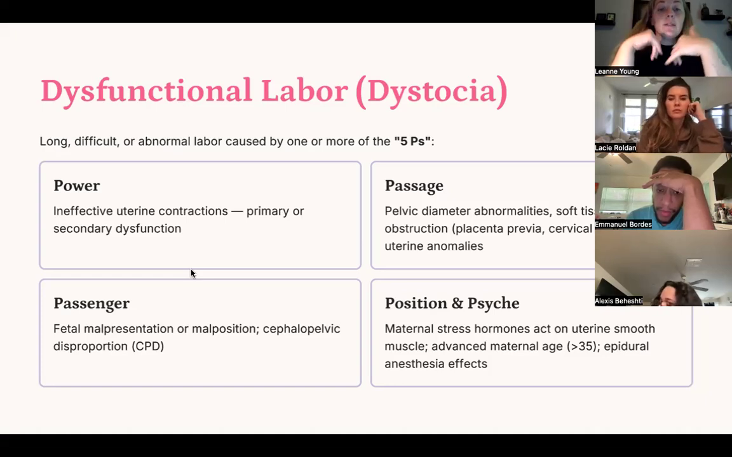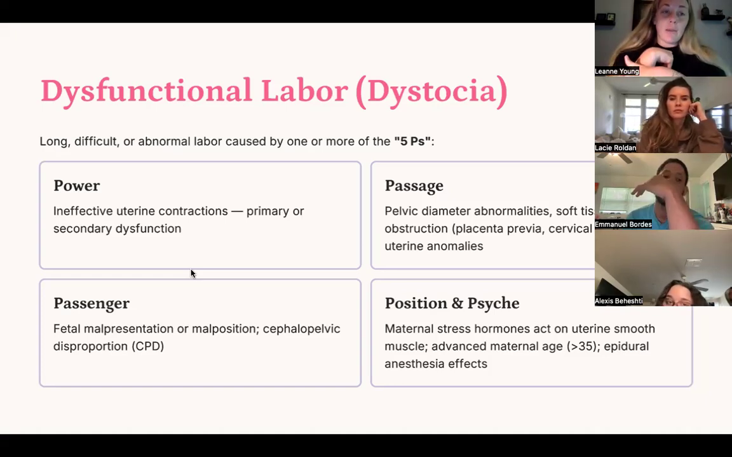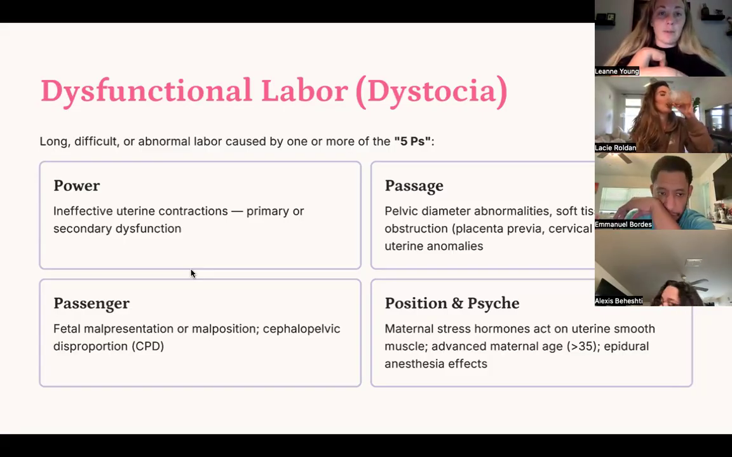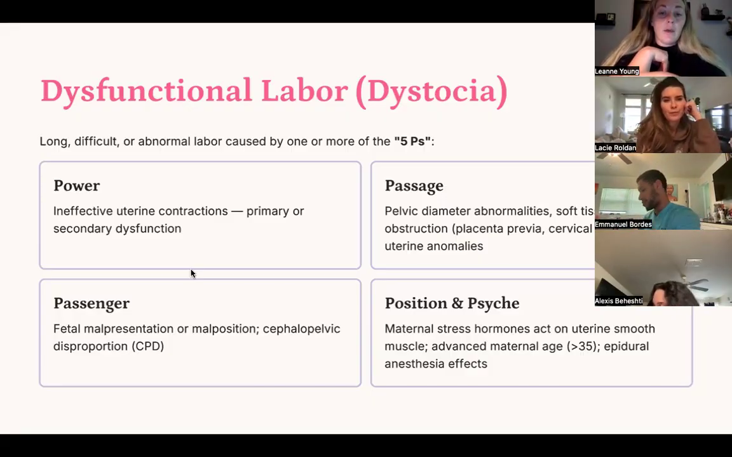Cephalopelvic disproportion, that baby's head is not fitting well in the pelvis. It's not coming down effectively. It's not going to be able to fit through the pelvis. That is going to cause labor dystocia. And then finally, position and psyche. Mom's stress hormone, so that cortisol, will act on the uterine smooth muscle, preventing uterine contraction and cervical dilation.